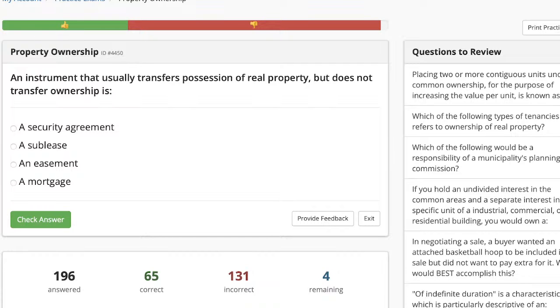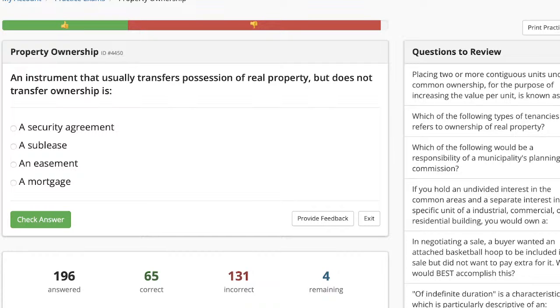Good job. Give me an example of personal property. So, an example of personal property would be a chair. An example of real property would be the house itself. Okay, bed sheets, good.